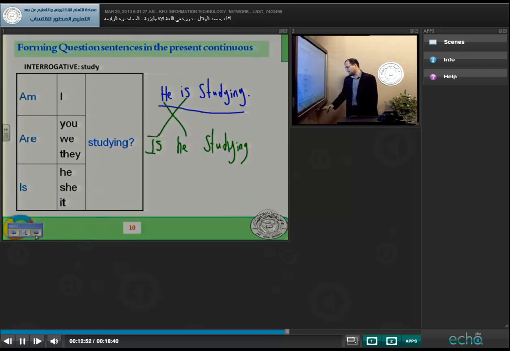Is he studying? And I do not have to forget the question mark at the end. Is he studying? Yes, he is, or no, he isn't, etc. So in the interrogative sentence, it is a matter of reversing the place of the subject with the place of the verb, so that we can get a question sentence or interrogative sentence.